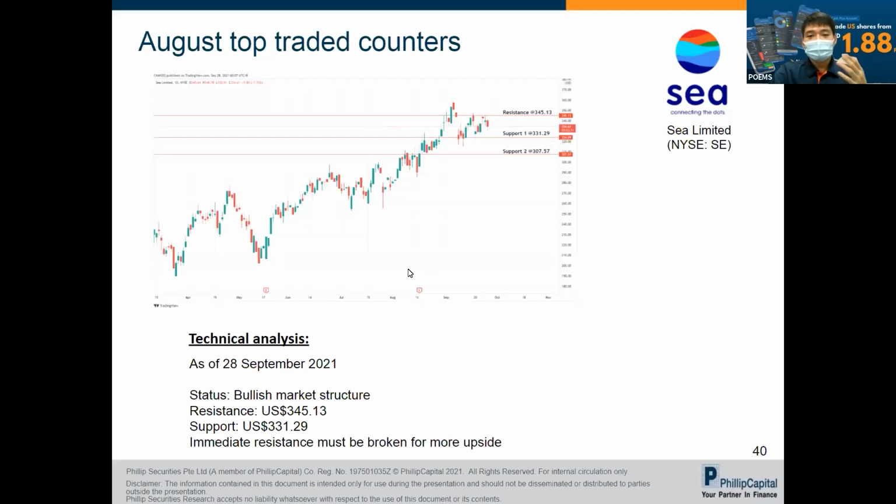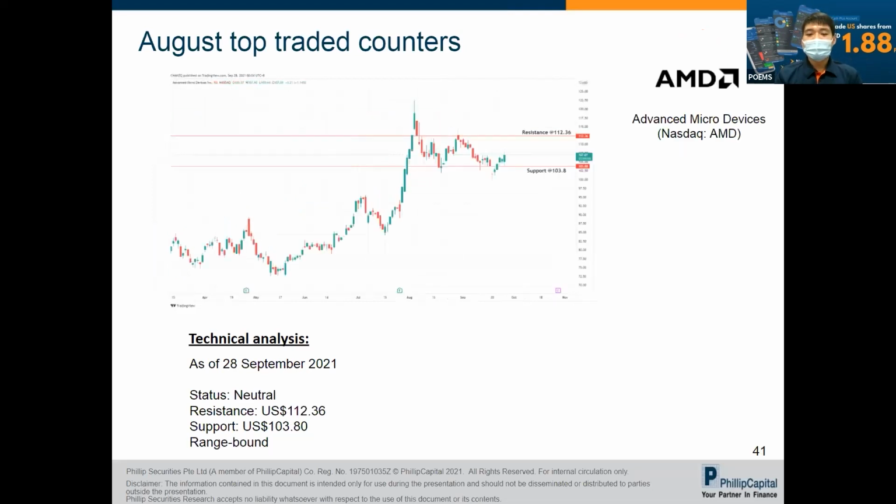Then moving to their technical analysis, you can see very obviously that it's a bull trend. It's going up. There's a resistance of $345, support 331. To gain more upside, C will need to break through this resistance. Okay, that's it. And next will be AMD.